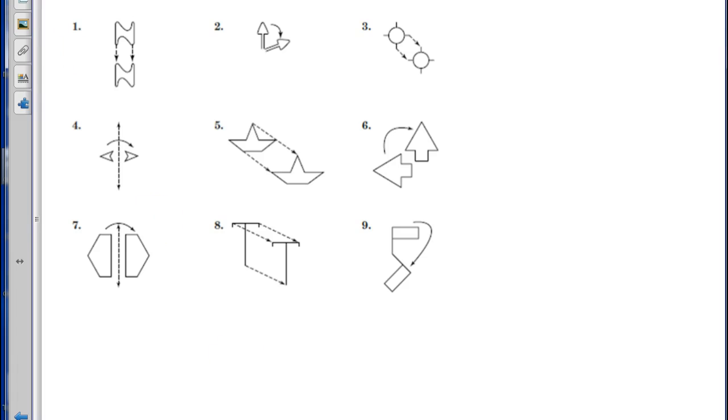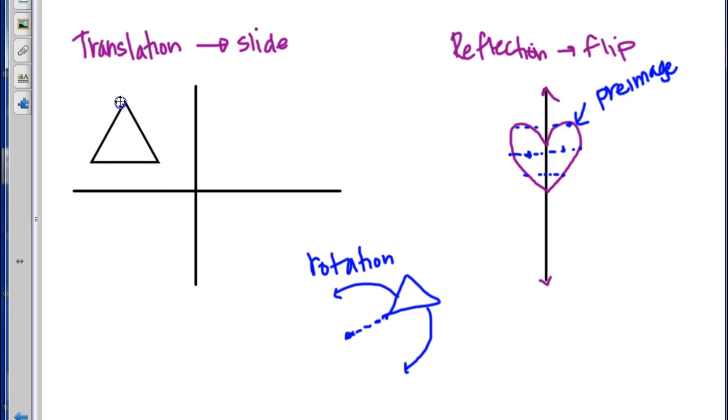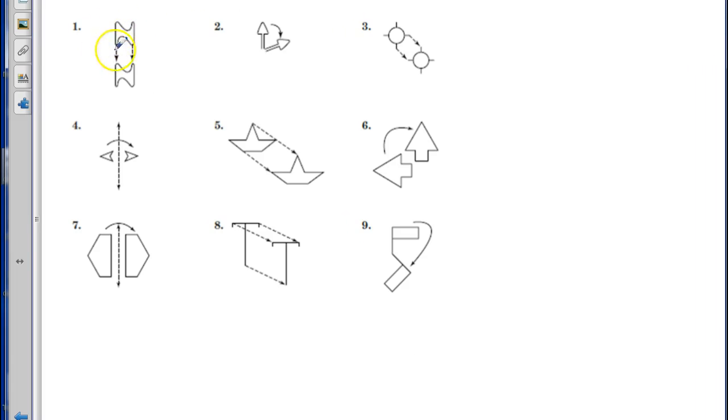All right, so look at these guys and let's see if we can tell if they are a translation, a reflection, or a rotation. By the way, when I come back over here, my first image here is called a pre-image. So the image that I started with, and for this one I started with a triangle and actually in quadrant 2, and then I moved it, that was my pre-image. Then the new image is called an image. But the one that you start with is called the pre-image. All right, so let's look at number 1. The pre-image is the one that has the arrows coming from it. The image is the one that has the arrows going to it. So here's my pre-image. What's happened here?